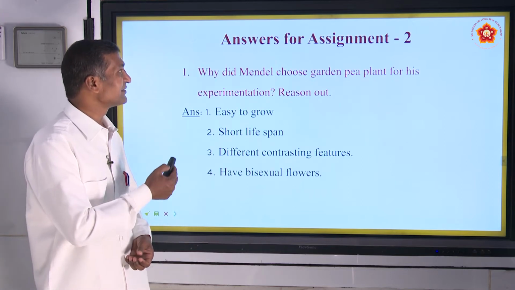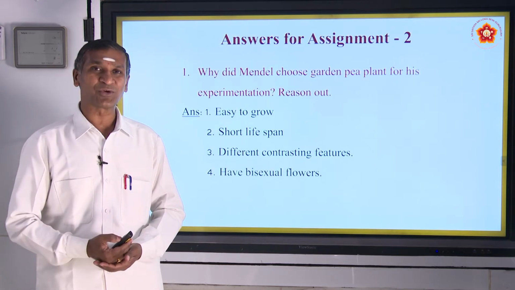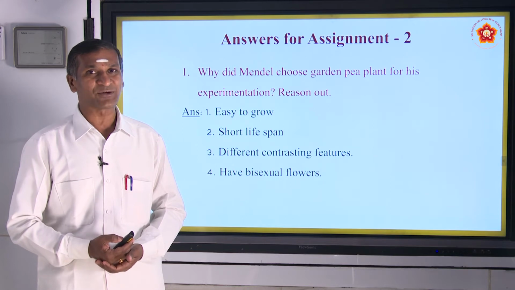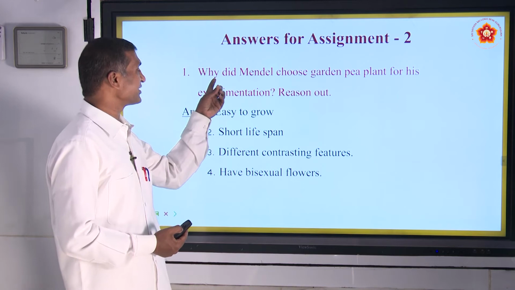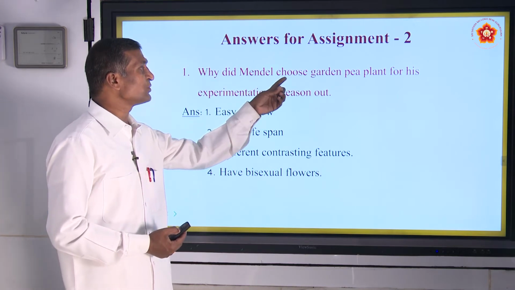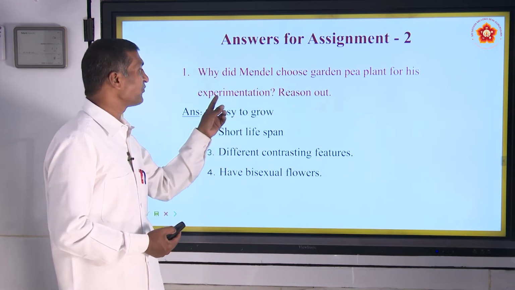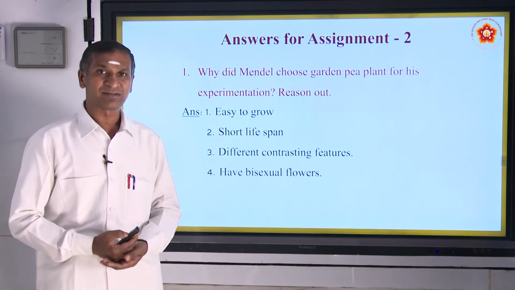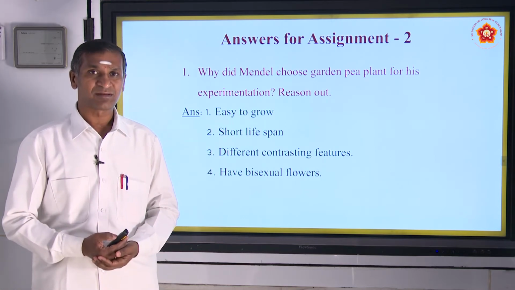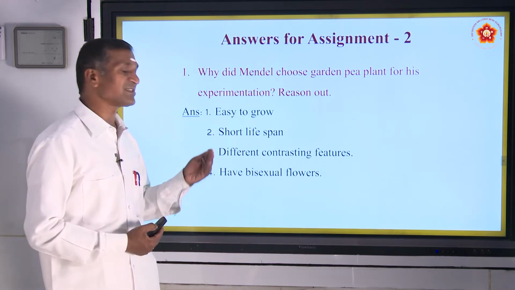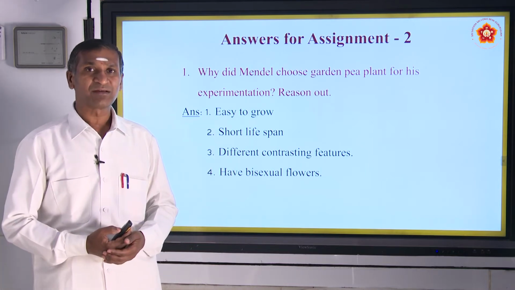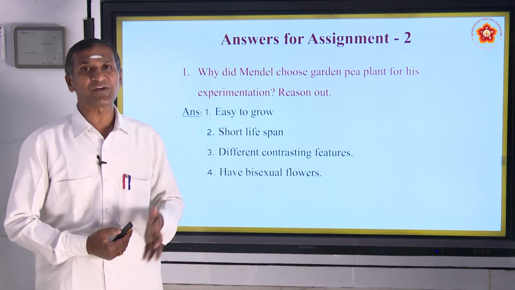Dear students, let us move on to clarify the answers of assignment 2. First question: why did Mendel choose the garden pea plant for his experimentation? Reason out. There are 6 to 7 reasons. At least 4 reasons you should know very well. Each point fetches half a mark.